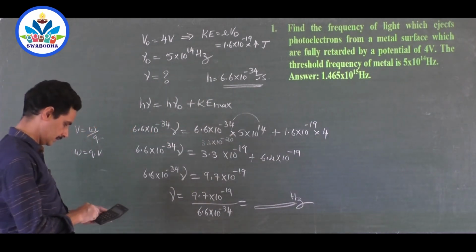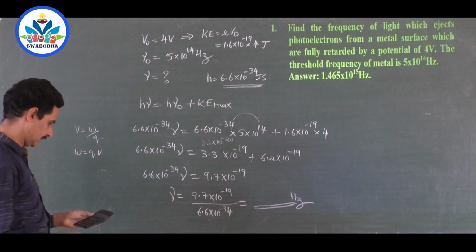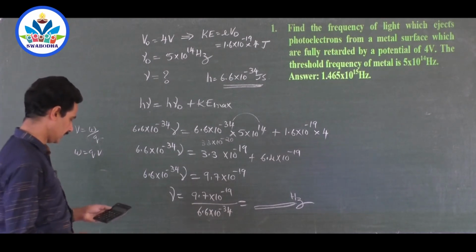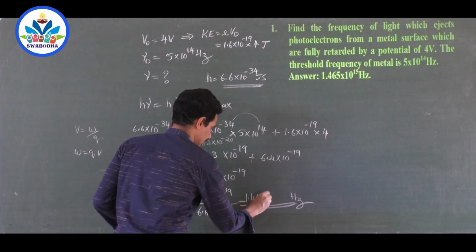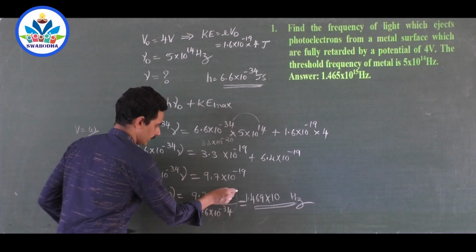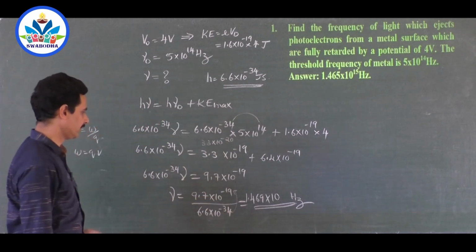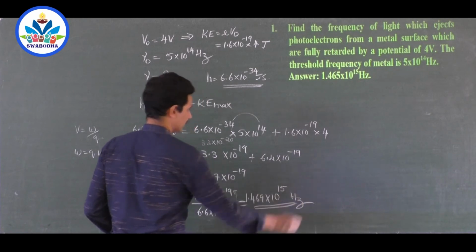9.7 divided by 6.6 comes to 1.469 into 10 to the power, this is plus 34 minus 19, 15, right? 10 to the power 15 hertz.